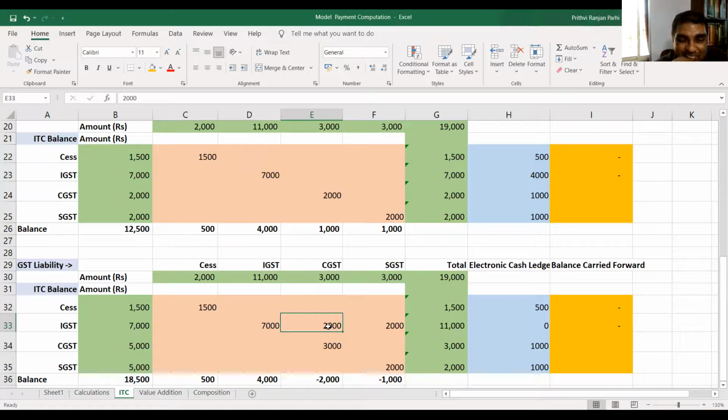Now come to SGST. SGST credit is how much? ITC is 5,000 rupees. And your SGST liability is 3,000 rupees. You use 3,000 and 2,000 rupees for your ITC. And here also you are taking care that before utilizing SGST for IGST, you are ensuring that CGST is exhausted. CGST is exhausted.